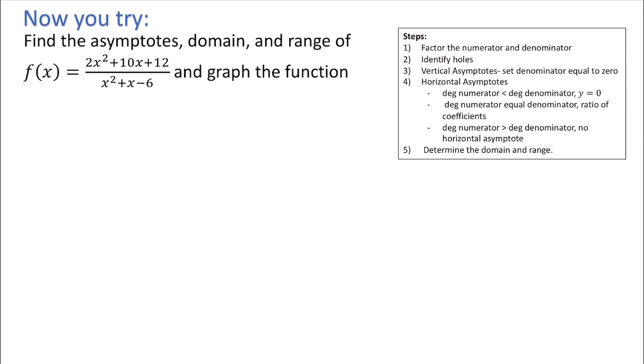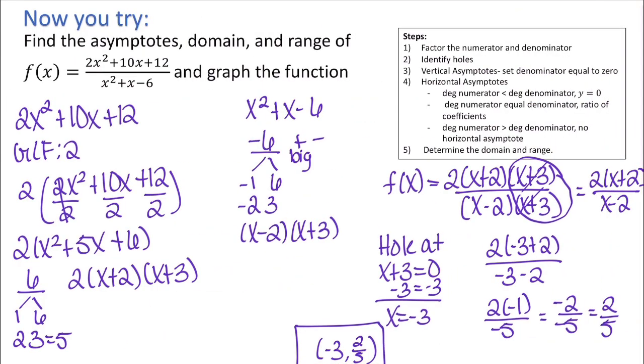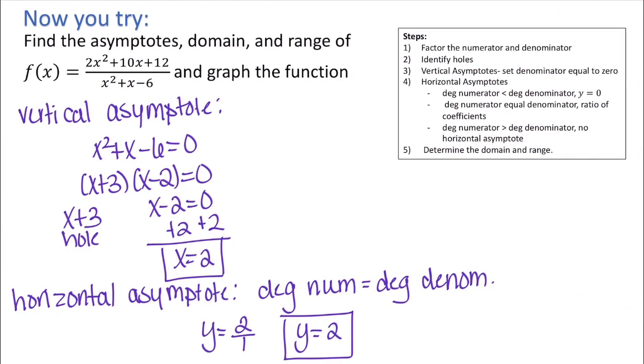So now you can go ahead and pause the video and try this example on your own. So when you do this, you're going to factor the numerator and denominator. So when you do that, you'll see we have a common factor of x plus 3. So that means we'll have a hole at negative 3 and 2/5 for our y value. And so we're going to go ahead and determine the vertical and horizontal asymptotes. Remember, you're going to factor the denominator, but exclude this factor of plus 3 because that is where we have the hole. So that tells us we have a vertical asymptote at x equals 2.